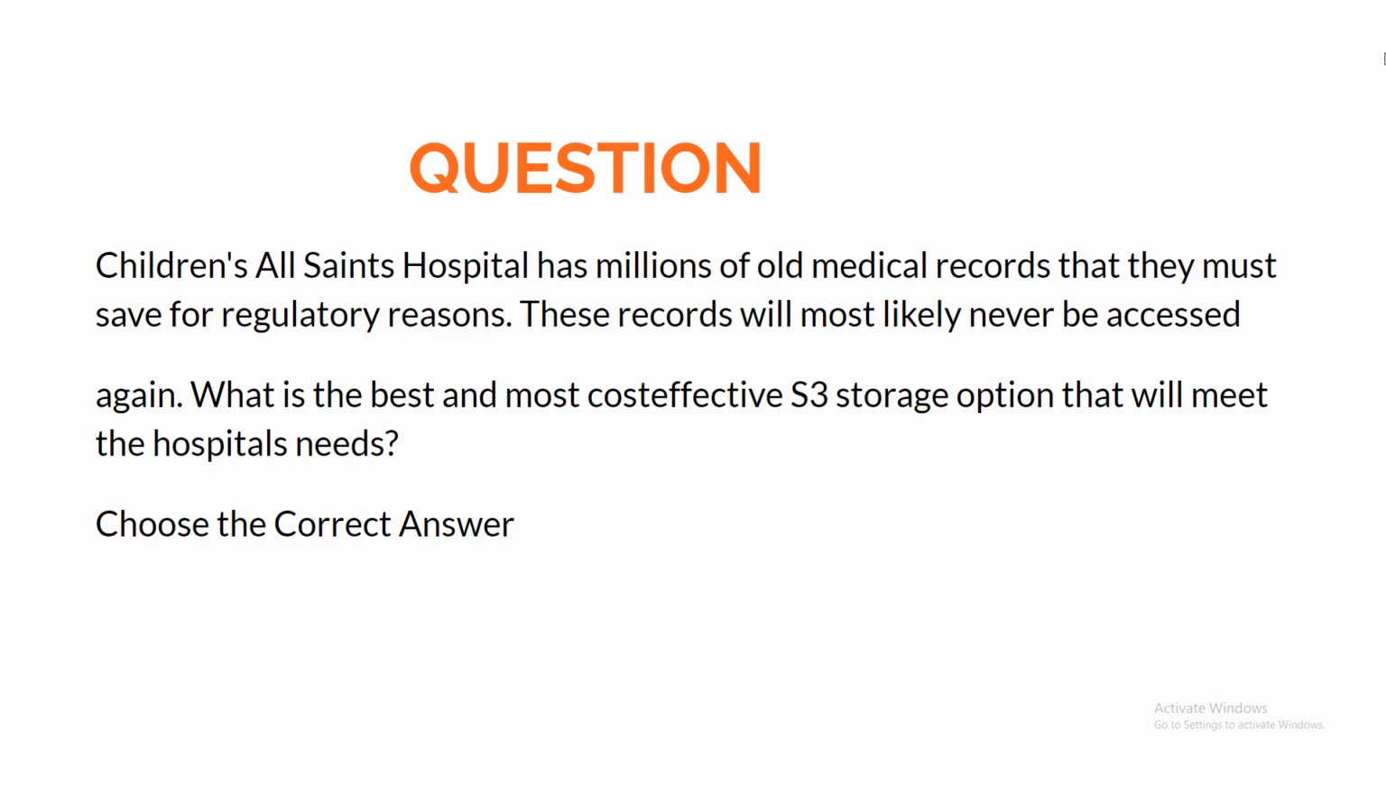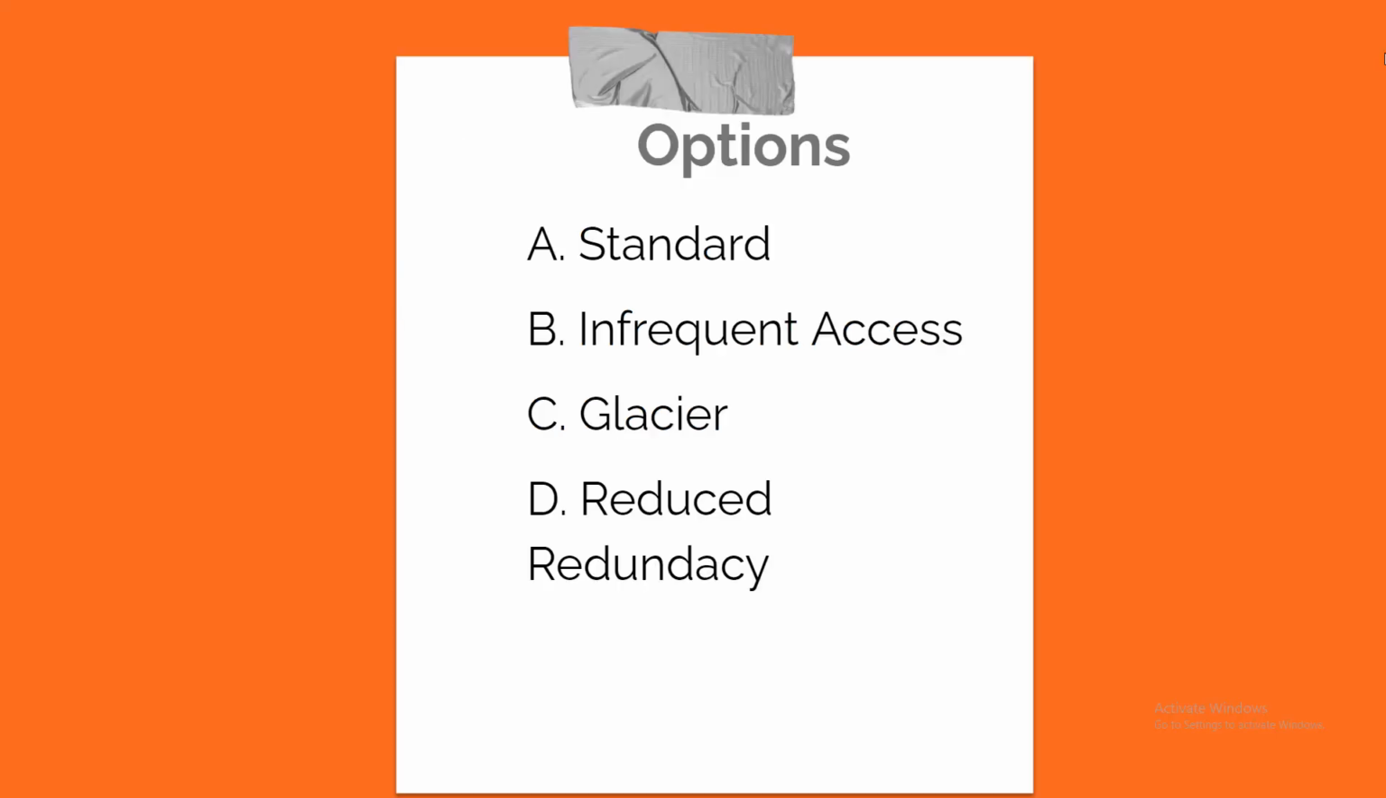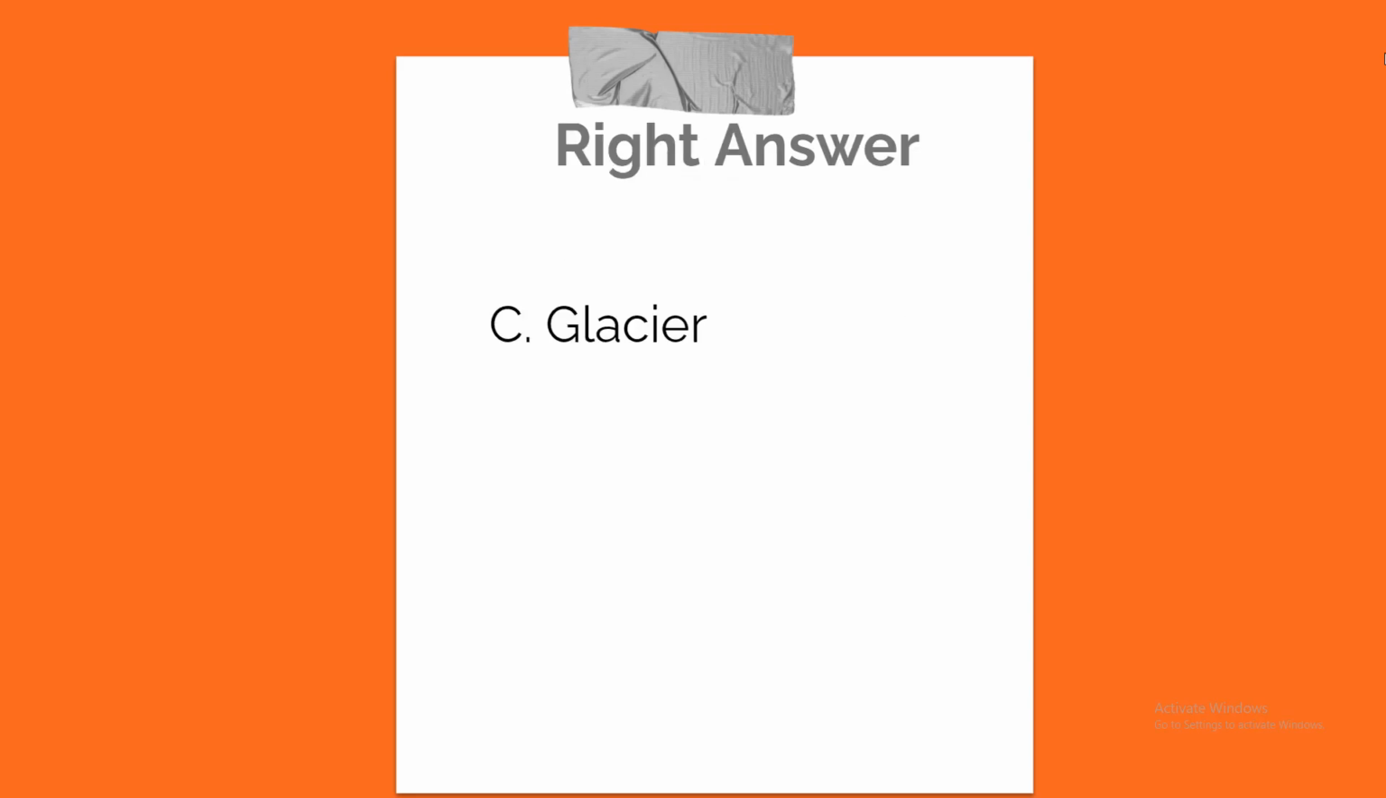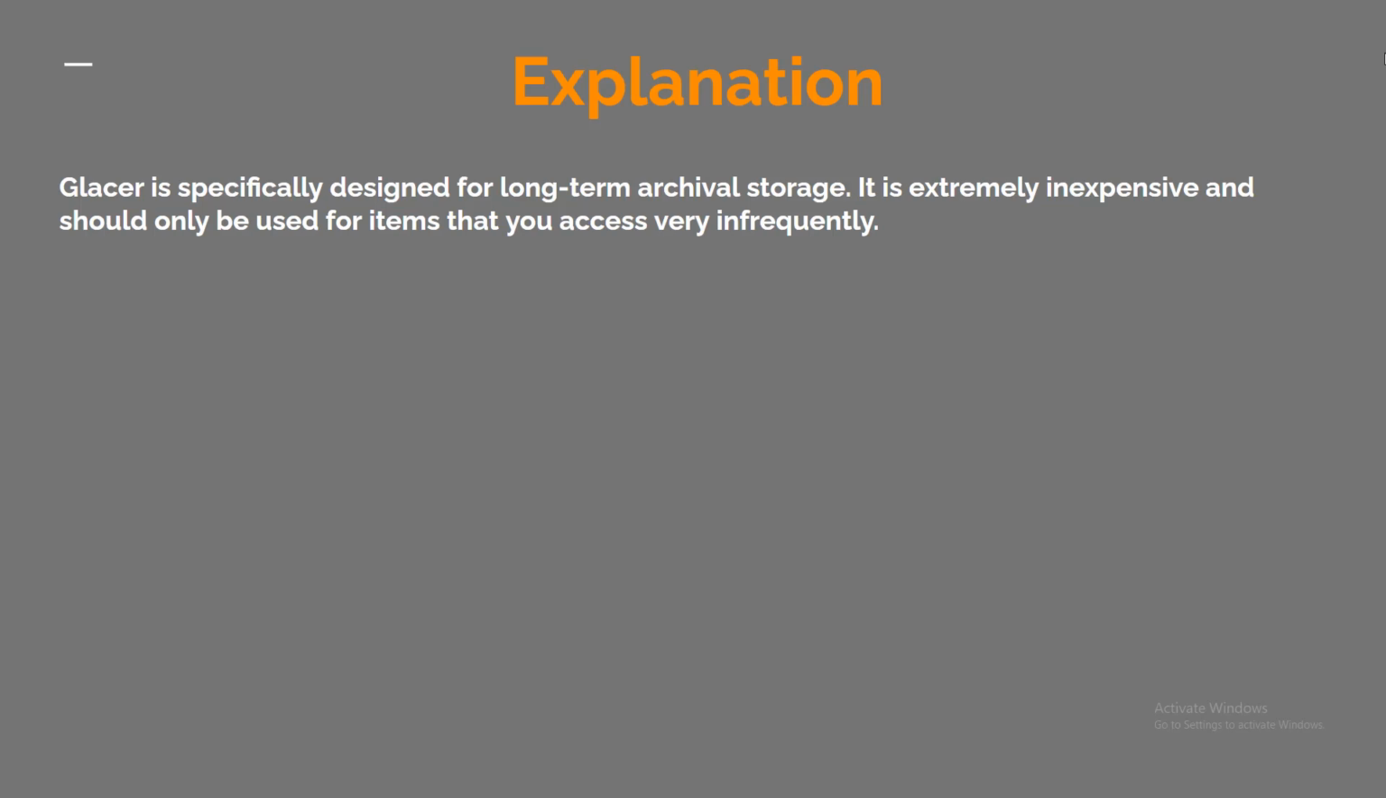Choose the correct answer. A. Standard. B. Infrequent access. C. Glacier. D. Reduced redundancy. Answer: C. Glacier. Explanation: Glacier is specifically designed for long-term archival storage. It is extremely inexpensive and should only be used for items that you access very infrequently.